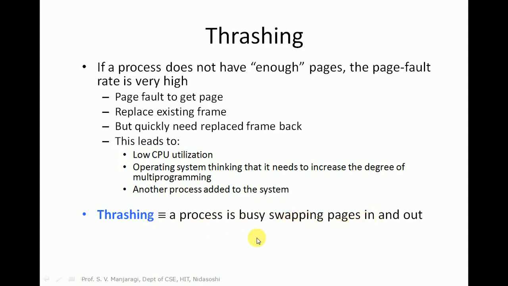It means there are many page faults occurring. In this case, the process tries to bring pages from the disk to the memory. The pages have been missed in the memory, that is why the page fault has occurred. So the process is busy bringing pages from disk to memory, and also a few pages will be replaced and sent back to the disk. So there is continuous swapping of pages by the process, busy swapping pages in and out rather than executing. So that is called thrashing.